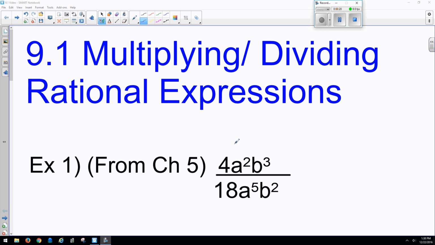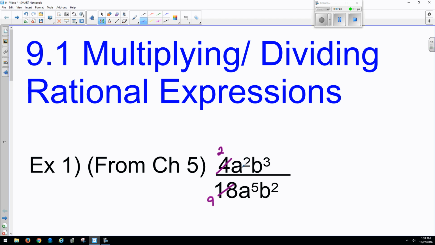So let's take a look at number 1 here. We're going to just divide this. I have a monomial in the numerator and a monomial in the denominator, which means I can just divide out common factors. So taking a look at 4 over 18, I can just divide out a 2 from each of those, and that would leave me 2 in the numerator and 9 in the denominator.